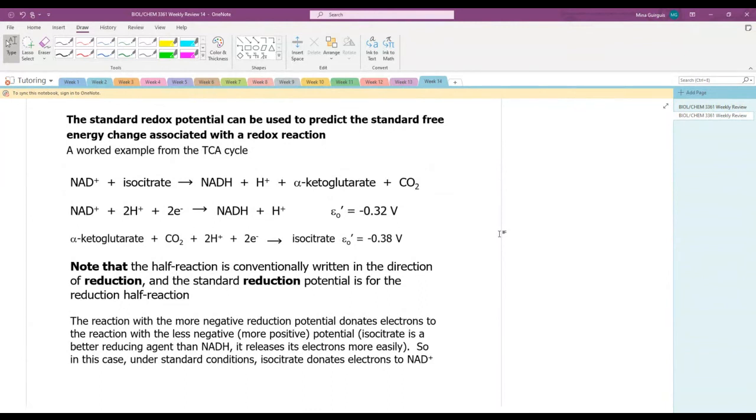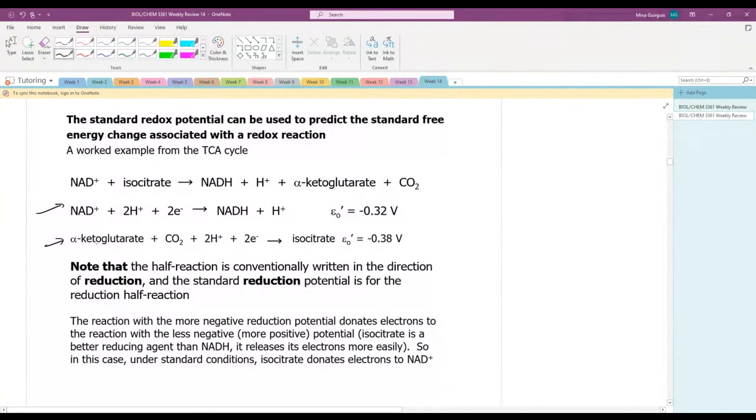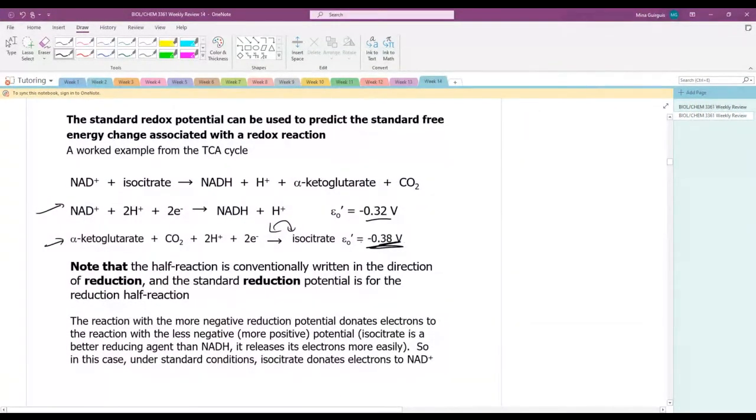So here's one great example from your notes that your professors have done with the TCA cycle. This is the reaction of isocitrate to alpha ketoglutarate, and they've split it up into its two half reactions. So this is the oxidation reaction, and this is the reduction reaction. And if you notice, I should mention this is the reduction that ends up being flipped. It's important to keep in mind. And the reason is this one is more negative. We want to get the most positive value possible.